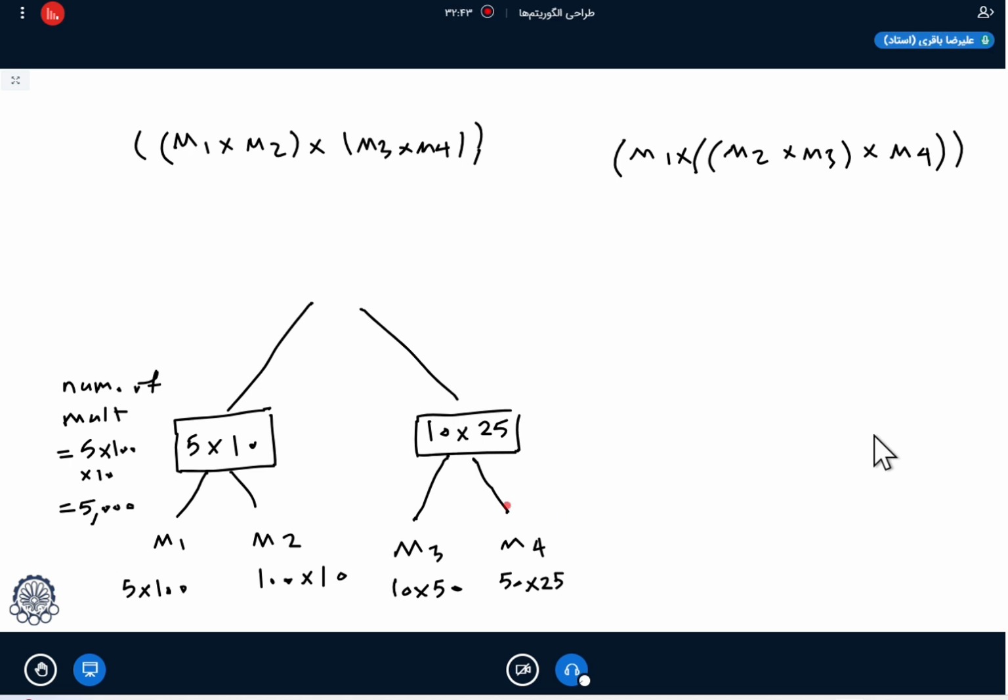And how many multiplications are done? The number of multiplications will be PQR: 10 multiplied by 50 multiplied by 25, which is 12,500. Okay.